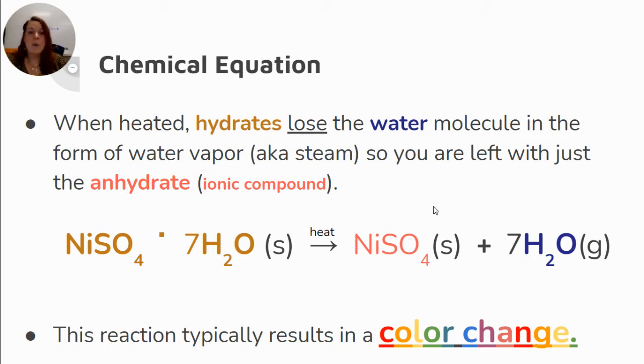At the end, we have our products, and in this case, we have 2 products that have been separated by this plus sign. So we start with 1 and we end with 2. We boiled off the water, so it creates water vapor. The G gives us gas. Water vapor is a gas. And we're going to be left within our crucible with the nickel 2 sulfate, which is a solid.